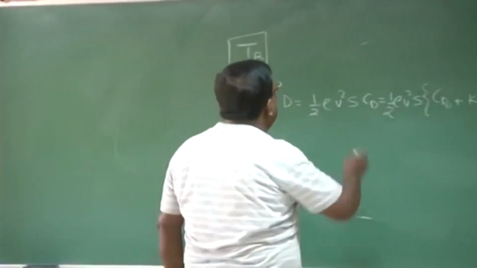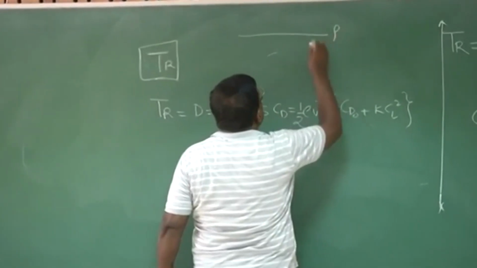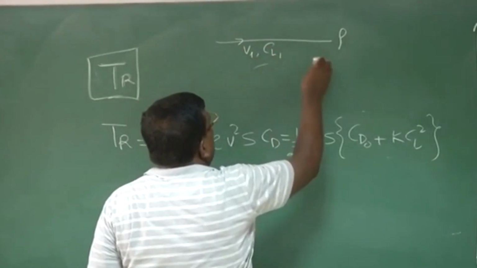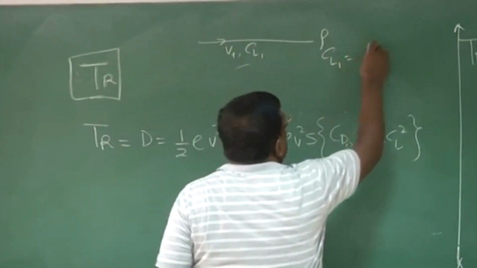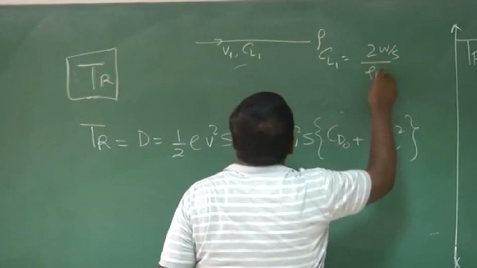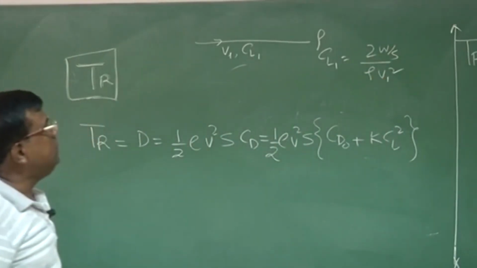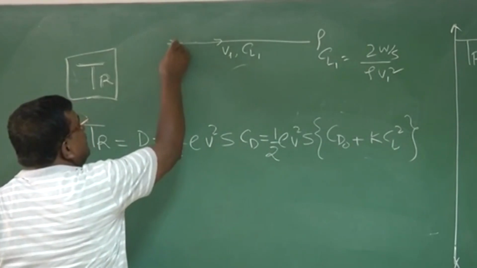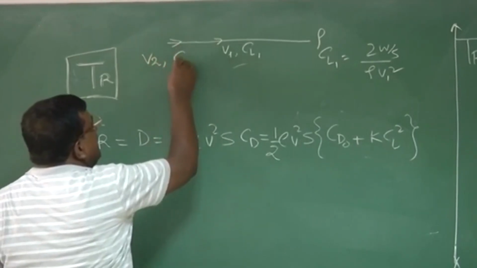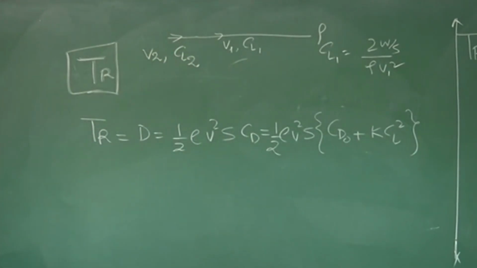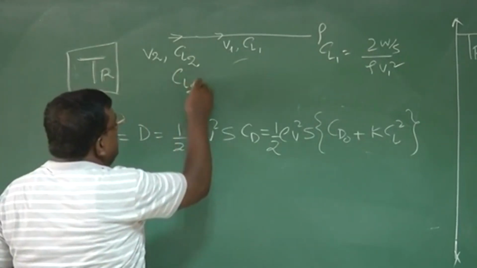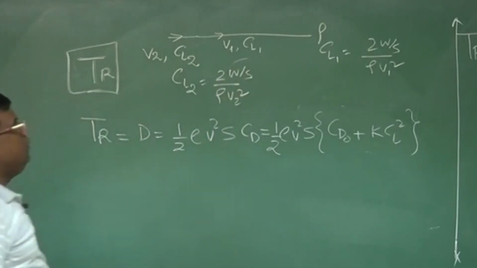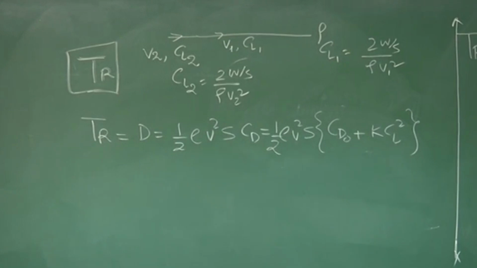That is, if I am flying at this altitude, say rho, and I am flying at a V1, I need a CL1, which is given by CL1 equals 2W by S rho V1 square. Now suppose I want to fly at the same altitude again, but I want to fly at V2. Then I require CL2, right? So CL2 will be 2W by S rho V2 square. So which one will be more? CL1 will be more or CL2 will be more?